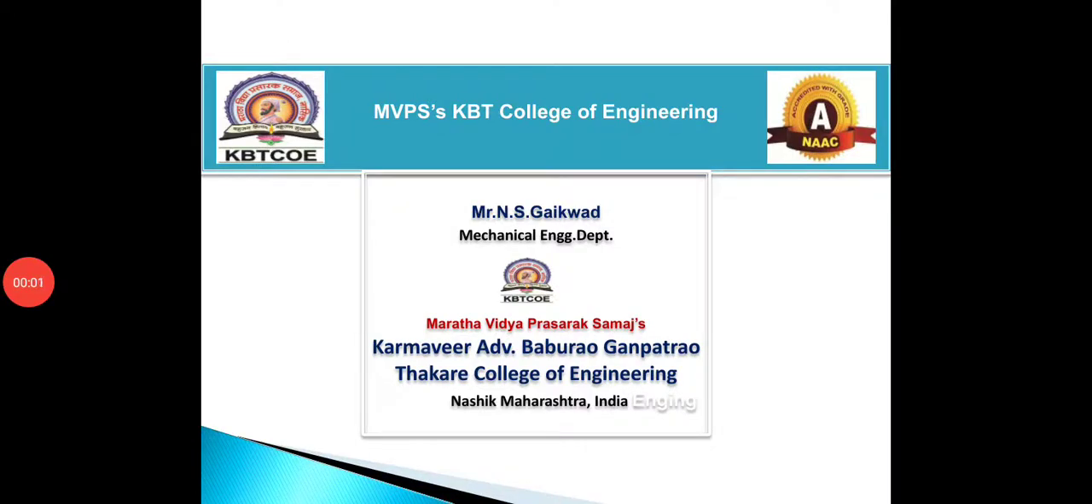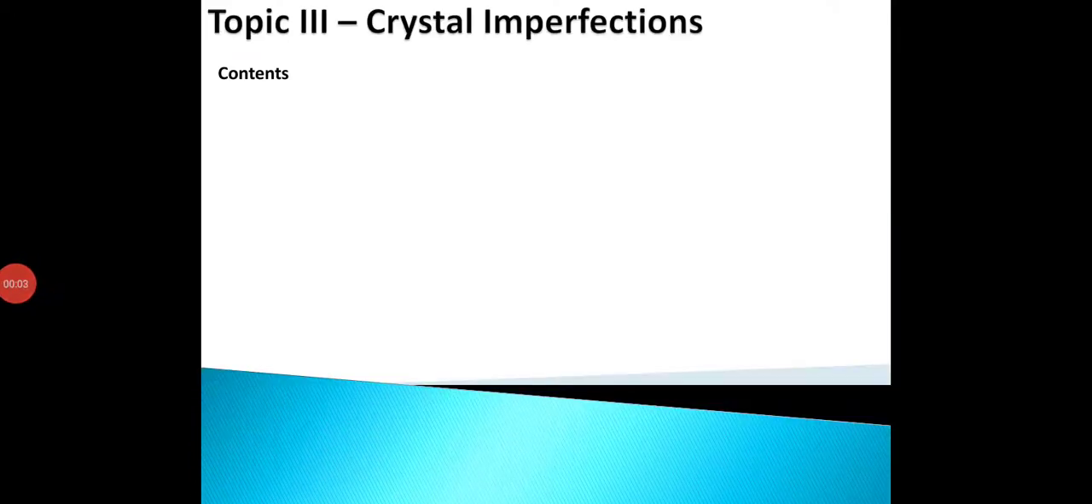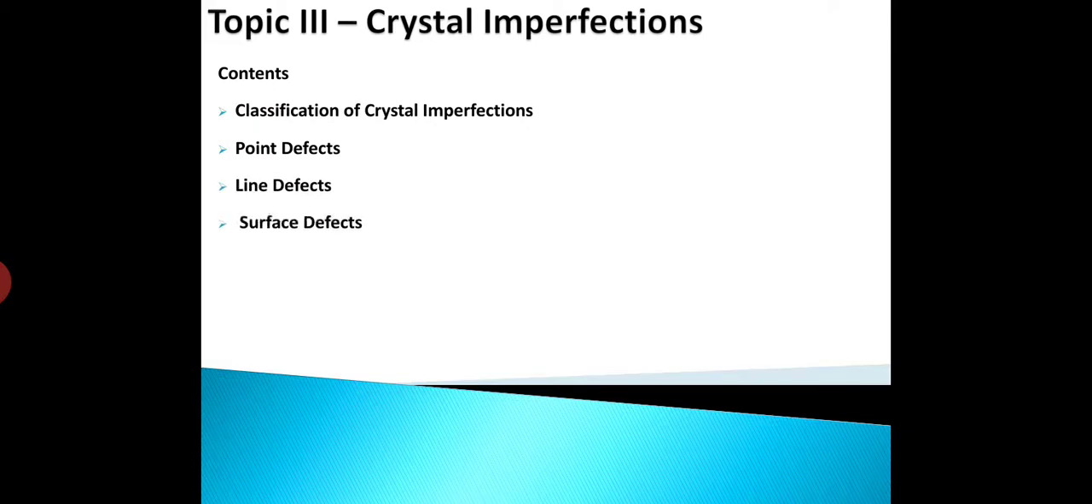Hello students, in this lecture we have studied crystal imperfections, which is also called crystal defects. We know that a crystal is composed of atoms, and due to that it creates various defects. The classification of crystal imperfections includes point defects, line defects and surface defects.